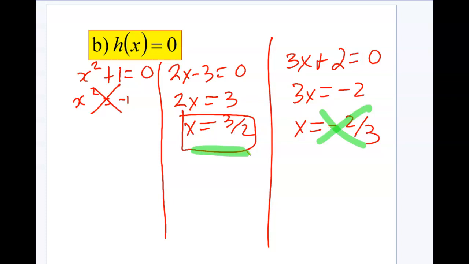So it's very important that you distinguish between the two different types of questions. One, when they're giving you an x value and you're asked to evaluate, and two, when they give you a value of the function and you're trying to find x values that will equal that value of the function.